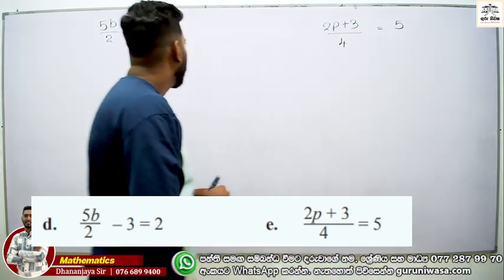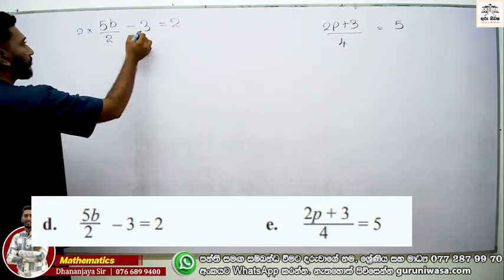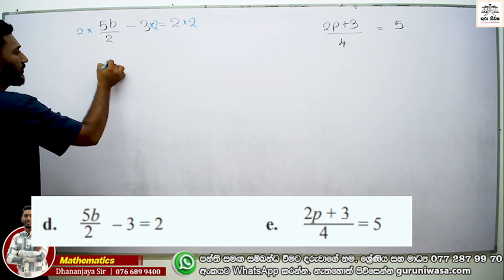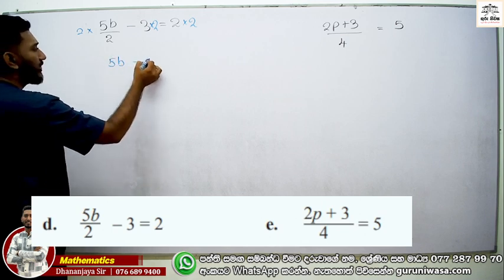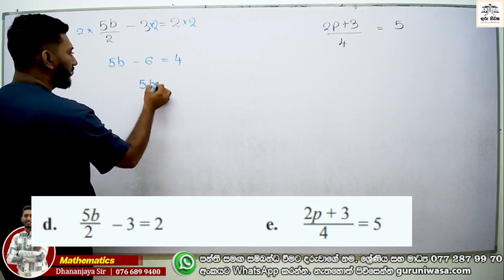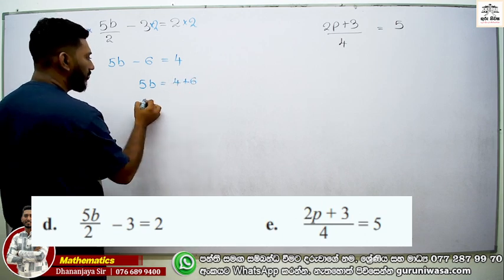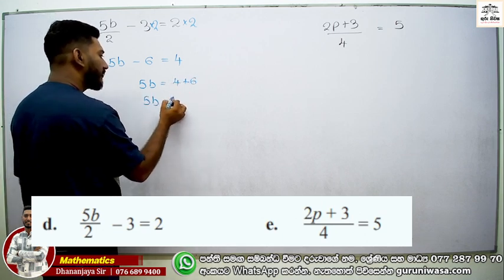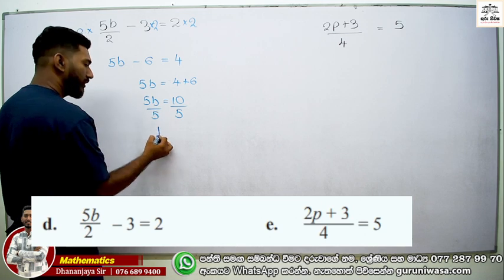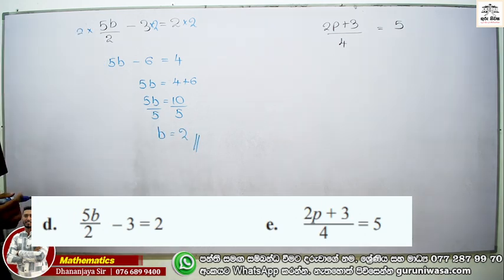Right. First we need to multiply by 2. So I multiply by 2. Now the equation becomes 5b minus 6 equals 4. Now minus 6 goes to the other side, it should be a plus. Now 5b equals 10. Both sides are divided by 5. Now b equals 2. Very easy, isn't it?